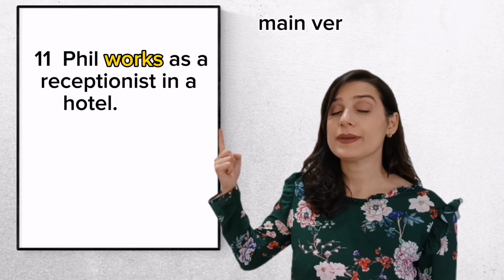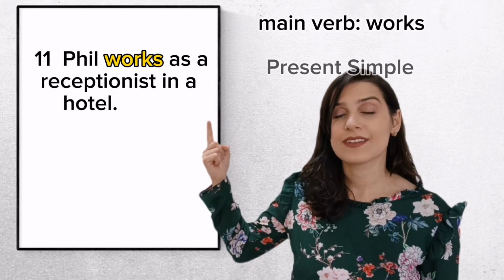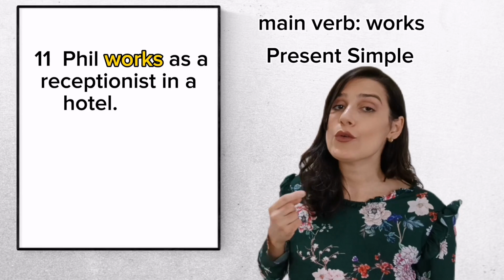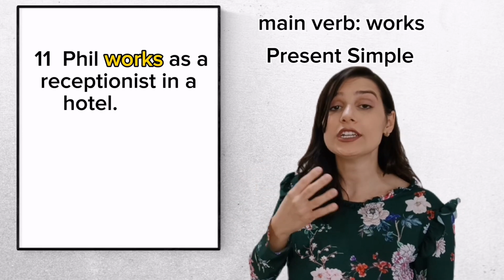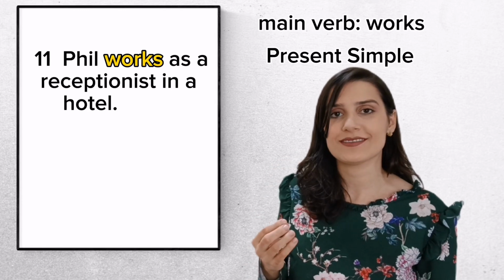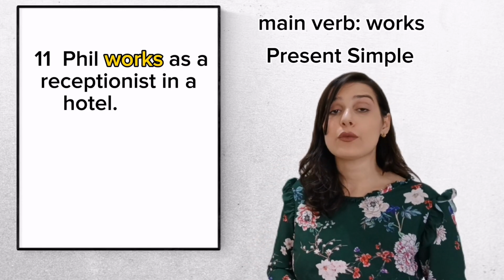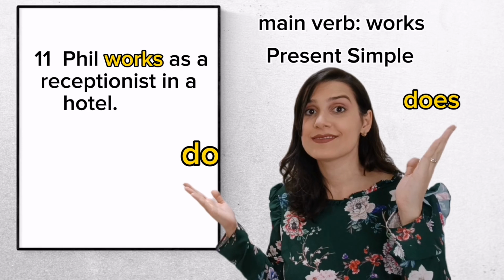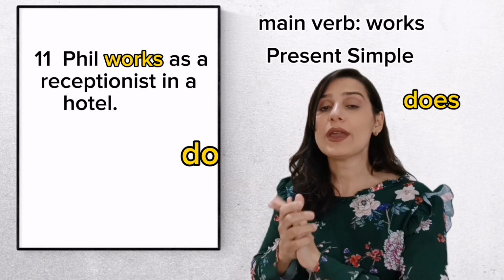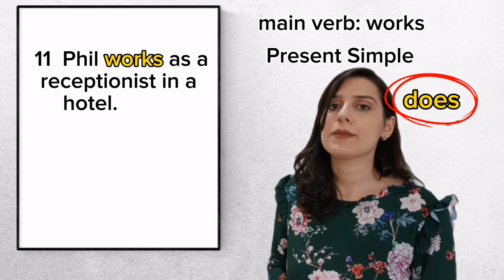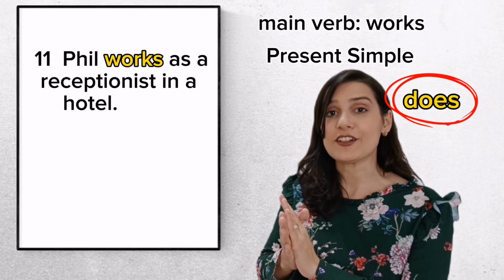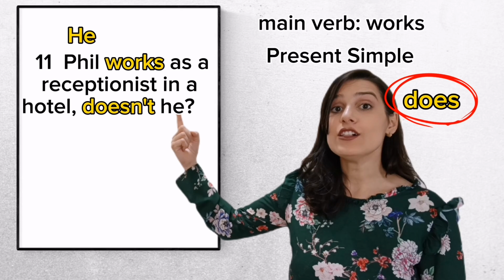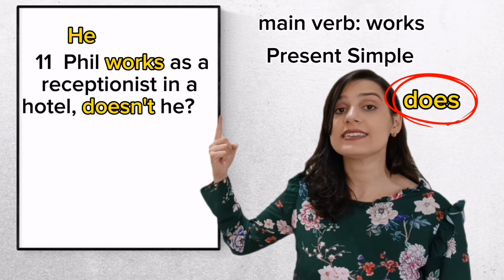Let's look at the main verb. The main verb is works. Works is in the present simple. So we have to use do or does in our tag question. Do you think we should use do or does? That's right. We have to use does because the subject is Phil, which means he. Phil works as a receptionist in a hotel.